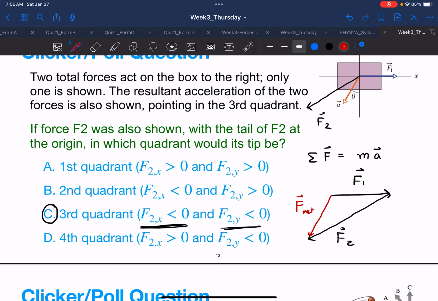And that checks out because my net force and my net acceleration look like they're pointing in the same direction. So we've picked third quadrant.